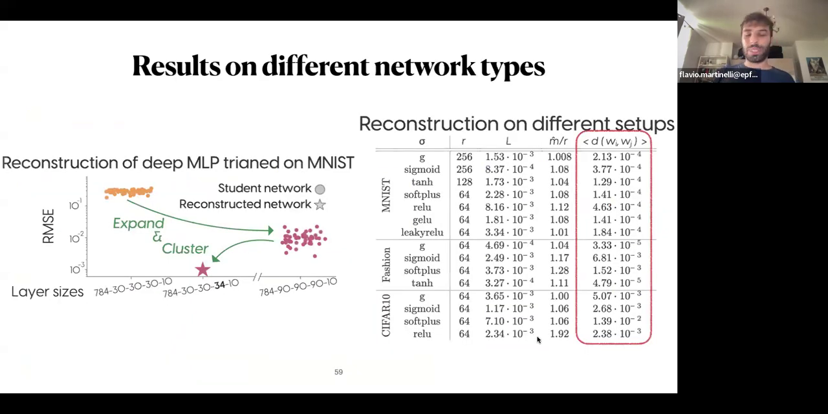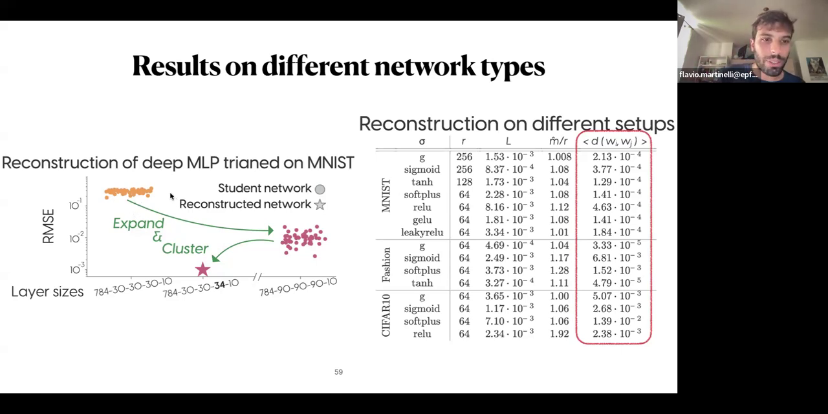So just to show a few results, I didn't go through the whole procedure of expand and cluster, but it also works for deep networks. The procedure is exactly the same. Instead of reconstructing all the layers at once, it's better to reconstruct from the bottom layer. So you can train your deep teacher, your deep student, reconstruct and cluster the first layer and treat the first layer as the input to the second, and then kind of stack the procedure.